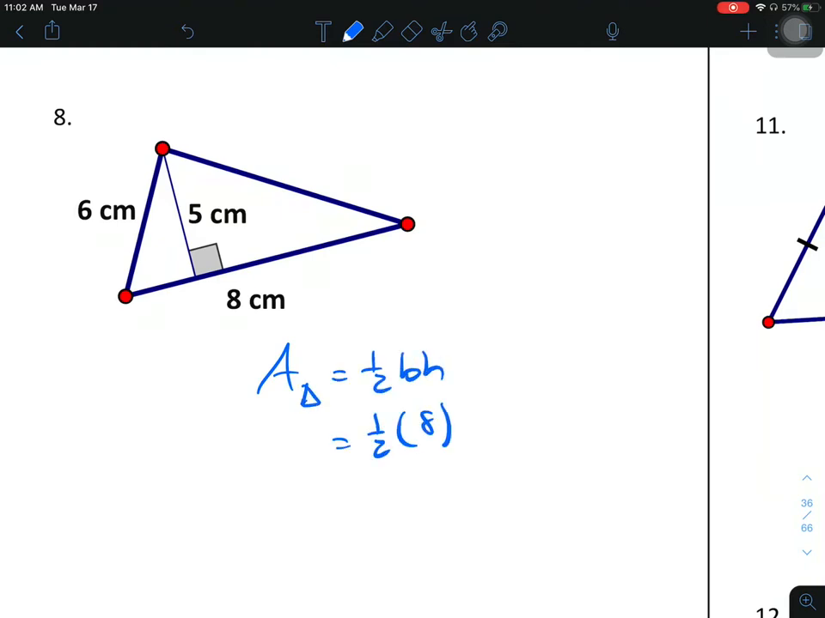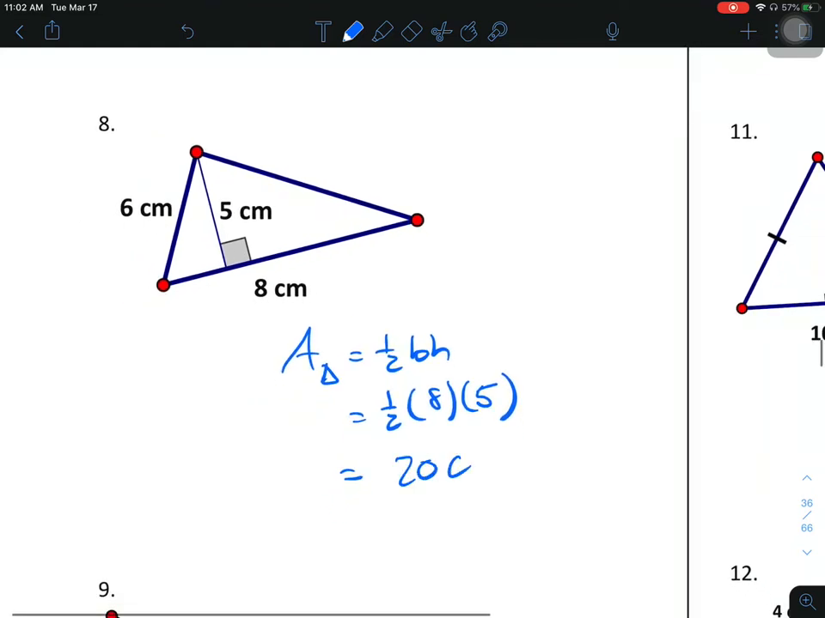So that's half of 8 times 5. That's 4 times 5. That's 20. The units are square centimeters.